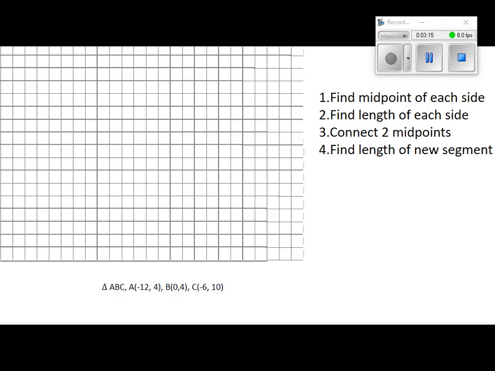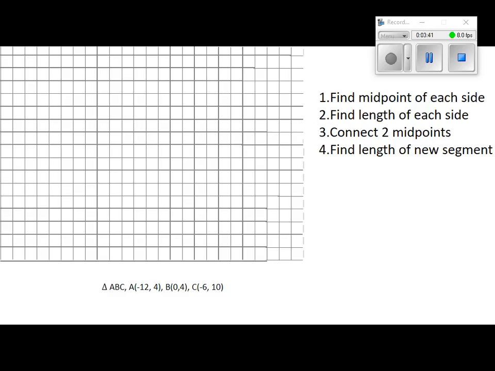Next thing we're going to do is find the midpoint of each side. I'm going to put these coordinates up here, A is negative 12, 4, so I don't have to keep looking back down here because it's hard to see. B is 0, 4. C is, you might want to do the same thing on your paper there, C is negative 6, 10.